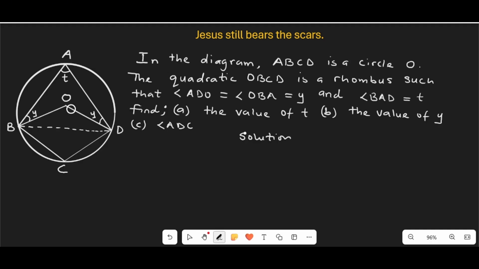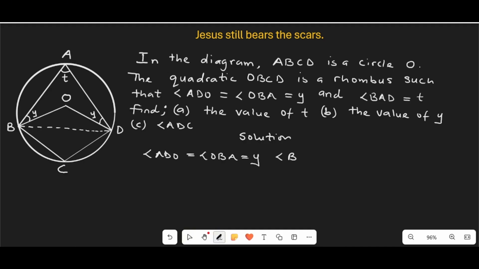In the question, we were given that ABCD is a circle with center O and OBCD is a rhombus, and angle ADO is equal to Y and angle OBA is equal to Y. So we can say angle ADO equals angle OBA equals Y. And also angle BAD is equal to T.